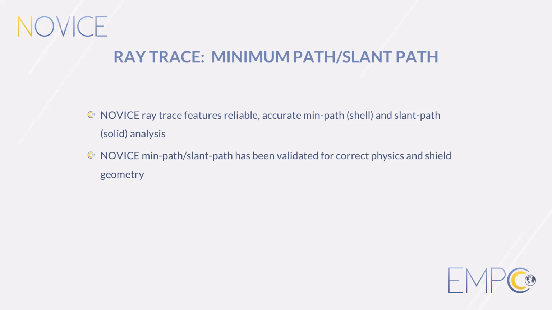NOVICE Raytrace includes two enhancements improving standard approximations: minimum path and slant path analysis. Min path analysis is well suited for approximations in electron-dominated environments. Slant path analysis is more suited for heavy ion environments. NOVICE min-path and slant-path calculations have been extensively validated as producing consistent outputs that take ray trace approximation to its most accurate level.